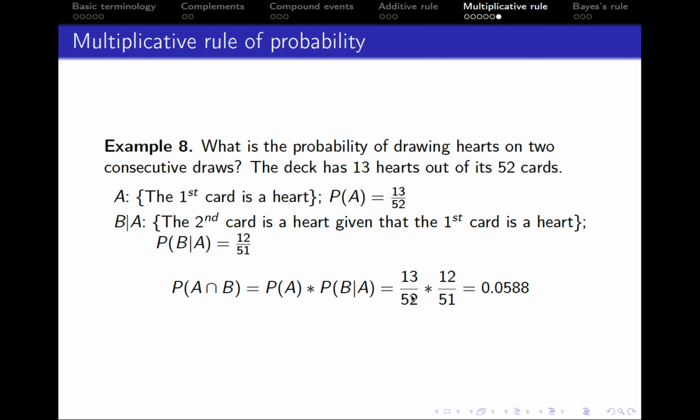So we take 13 over 52 and multiply it by 12 over 51. And we get that the probability of this intersection of events is 0.0588 or 5.88%.